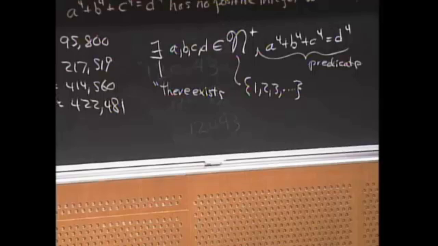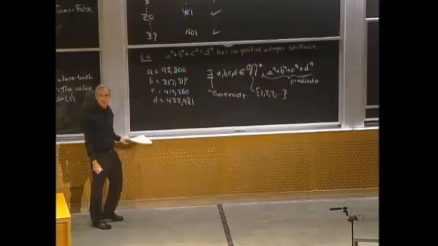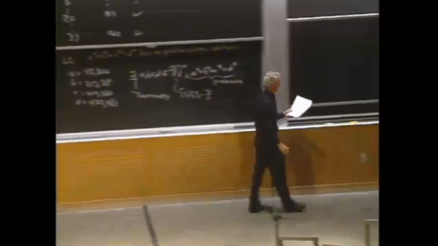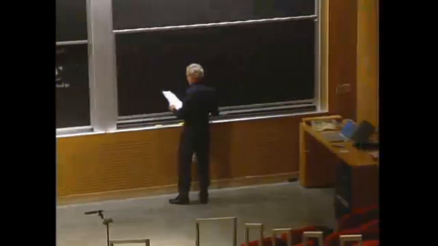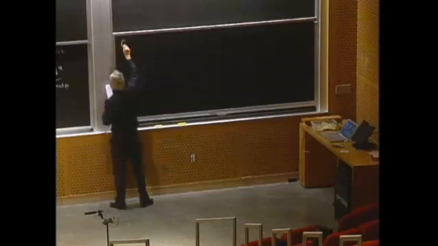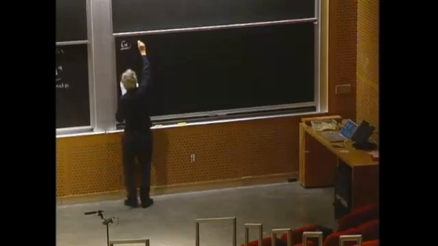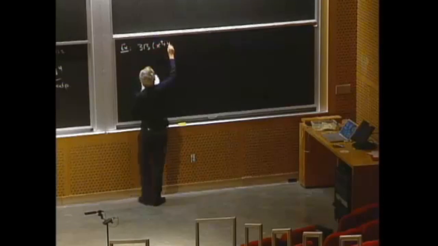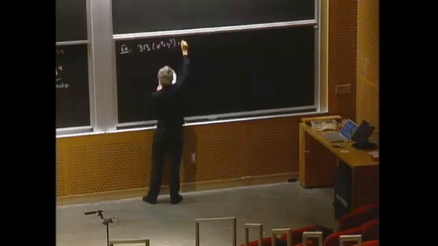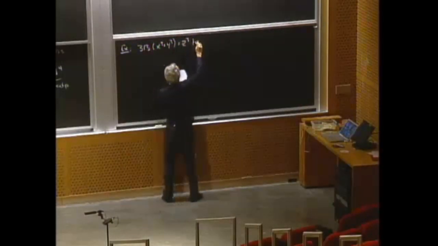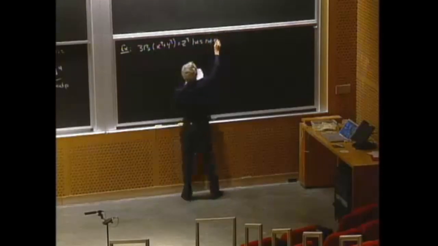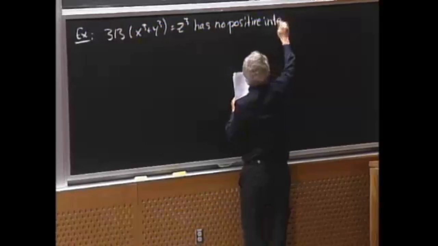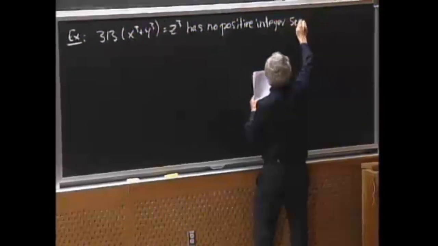All right, it took a long time to figure out that actually there was a solution here. Obviously, everything they tried till that time failed. Let me give you another one. 313 x cubed plus y cubed equals z cubed has no positive integer solutions.